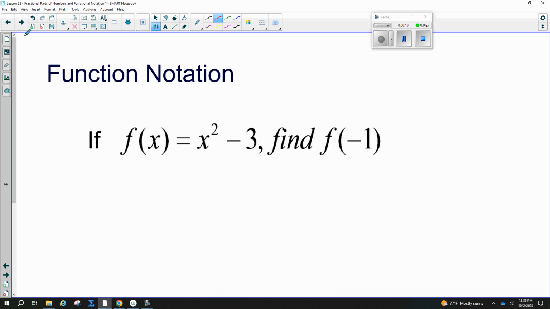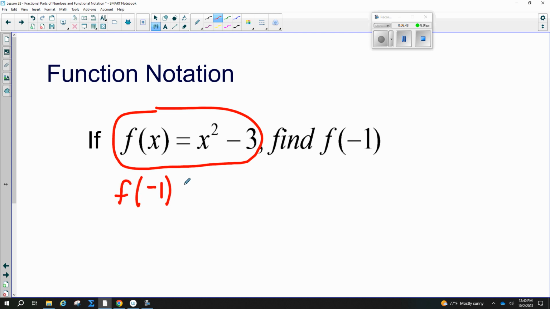Wow, this is kind of long. Function notation. f of x equals x squared minus 3. Find f of -1. Definitely write this down. So write down this f of x. The way that you read this is not f times x, it's f of x, equals x squared minus 3. Find f of -1. You're going to plug the -1 in for x. So I'm going to do this, f of -1.